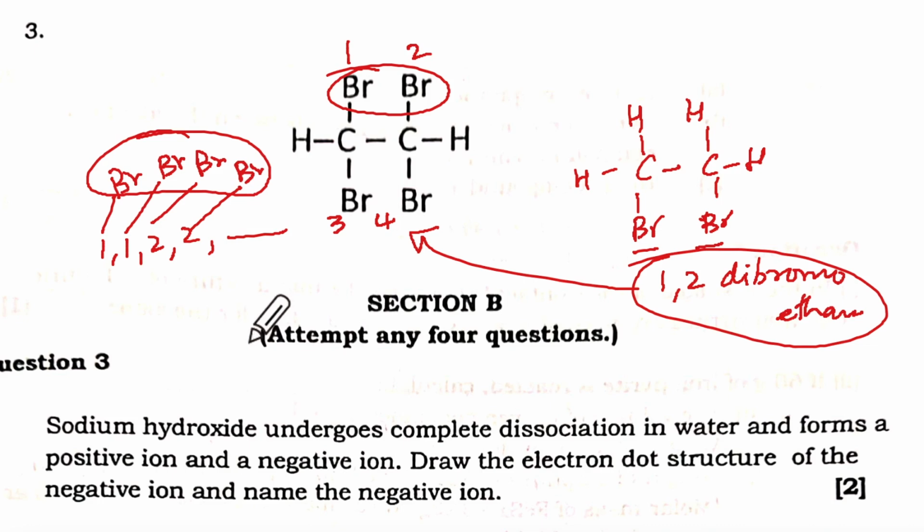Understood or what? You are thinking that for 2 carbons only the bromines are there. That's why you're saying di. No. Monobromo, dibromo, tribromo means how many bromines are there, not how many carbons.